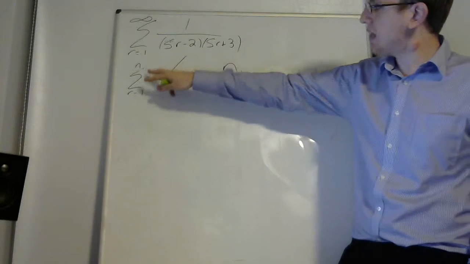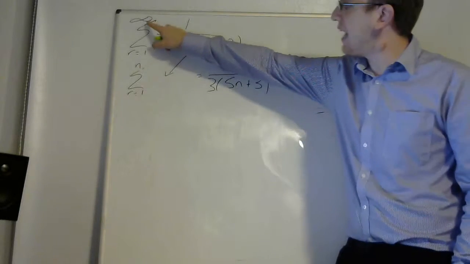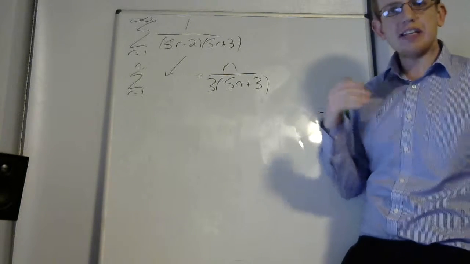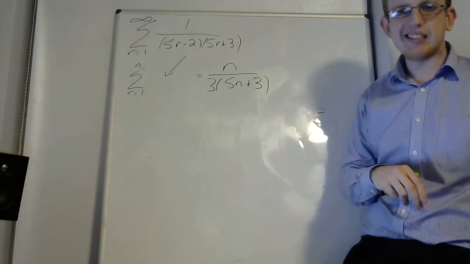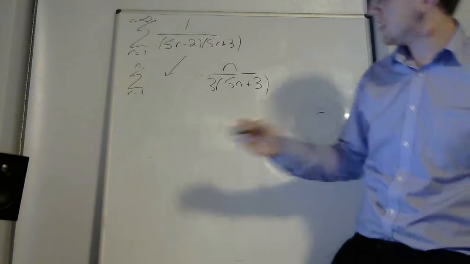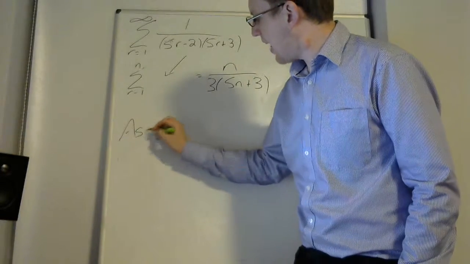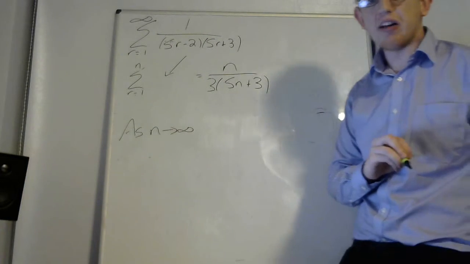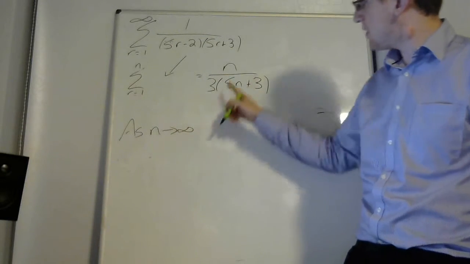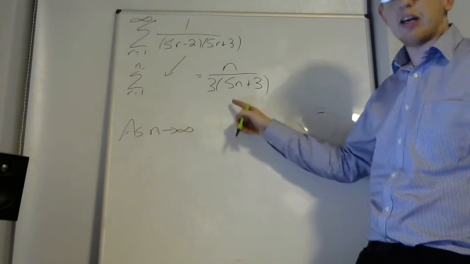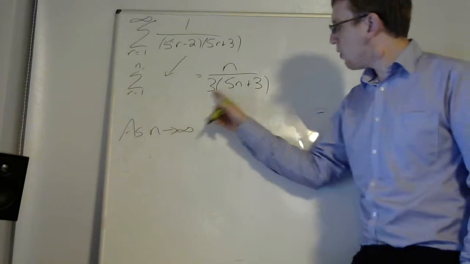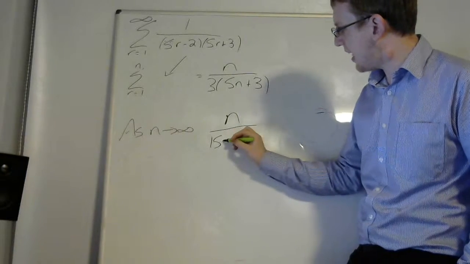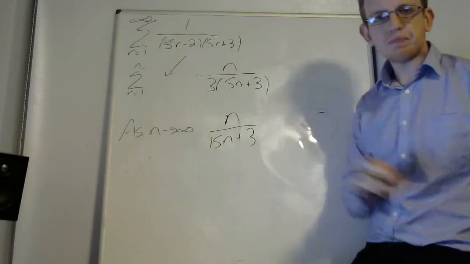However, we don't want this when this is n, we want it when n is equal to infinity. So what we need to do is what's called finding the limit of this when n tends to infinity. So as n tends to infinity, it's written with that arrow there, let's have a look at this fraction here. What's going to happen to this fraction? Well, if I expand out the bottom, I've got n over 15n plus 3.